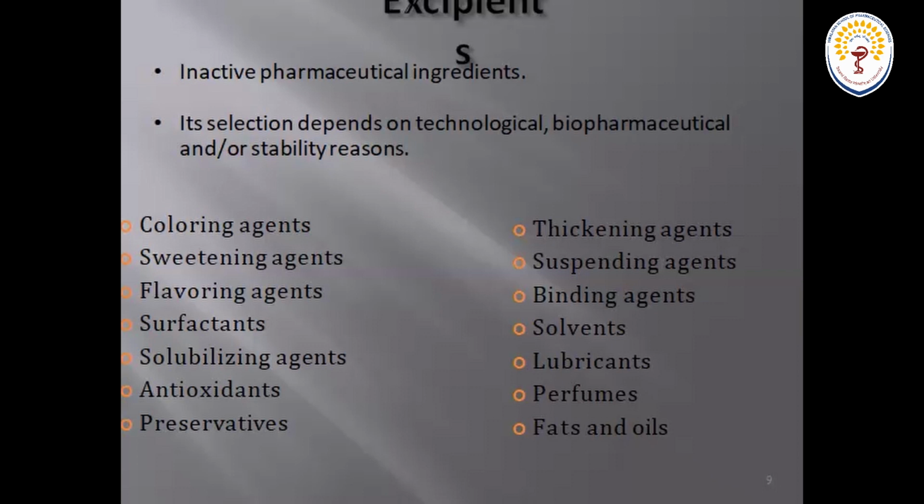Excipients, these are inactive pharmaceutical components. Their selection depends on technological, biopharmaceutical, or stability reasons. Some excipients used in the preparation of pharmaceutical dosage forms are coloring agents, sweetening agents, flavoring agents, surfactants, solubilizing agents, antioxidants, preservatives, thickening agents, suspending agents, binding agents, solvents, lubricants, perfumes, fats, and oils.